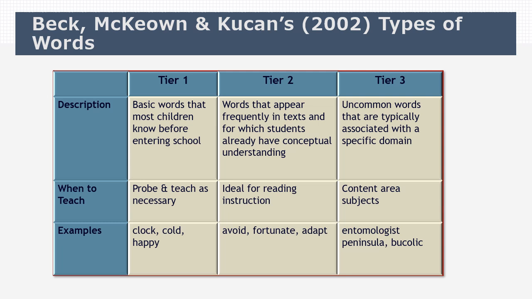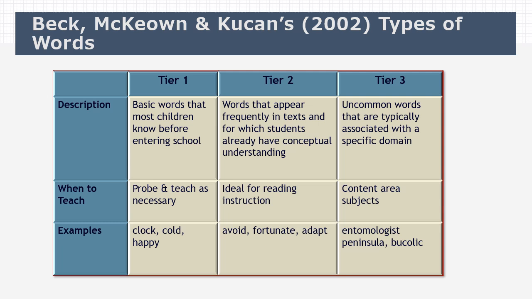Tier 3 words, if we jump to the far right of the column, are uncommon words that are typically associated with a specific domain. In other words, these are content area words, words such as entomologist or peninsula, bucolic, revolution. So these are all words that are technical, that are specific to different content areas, and are critical for students learning new concepts.